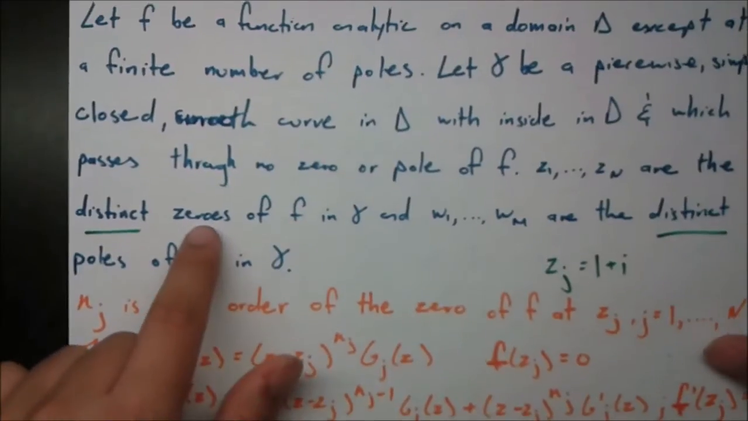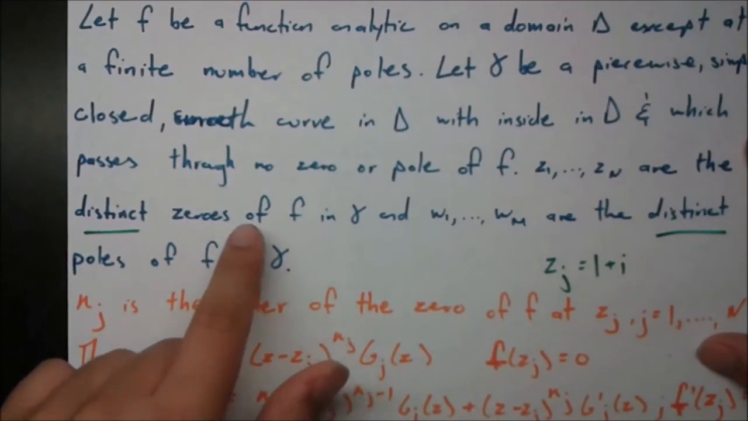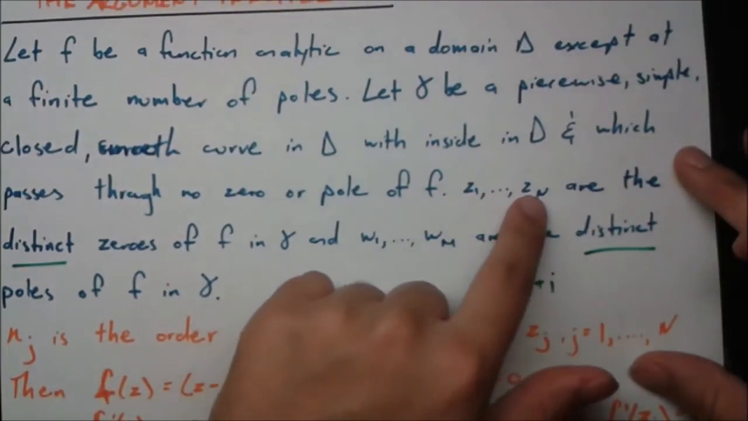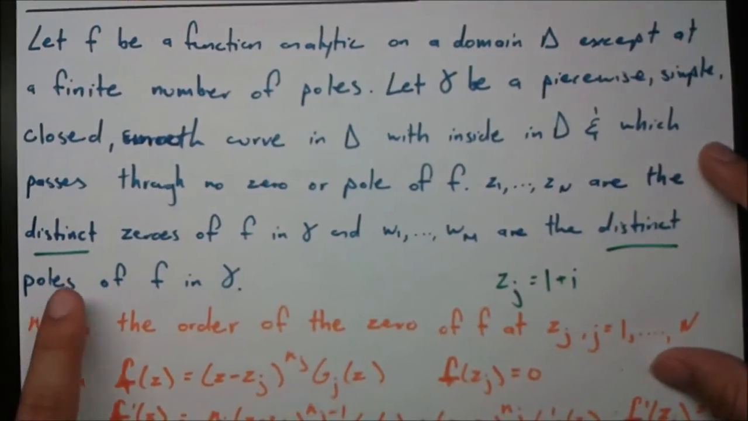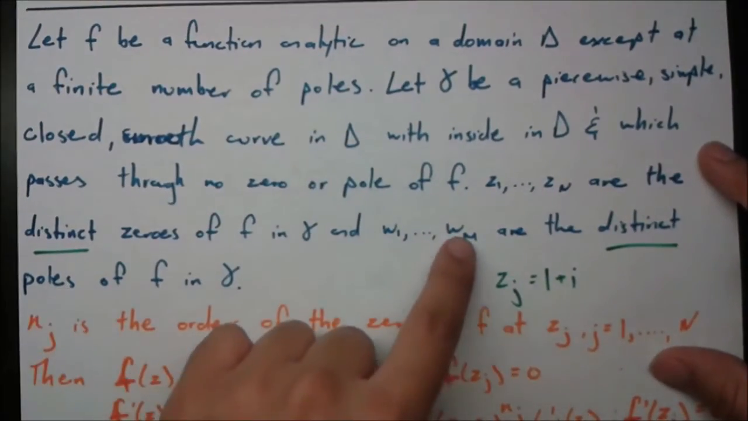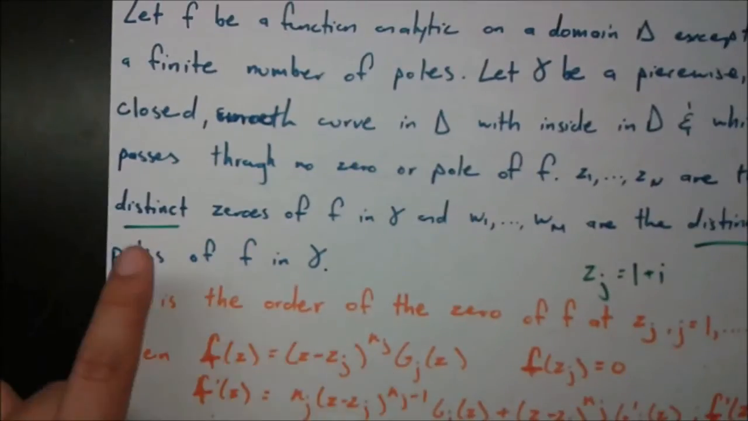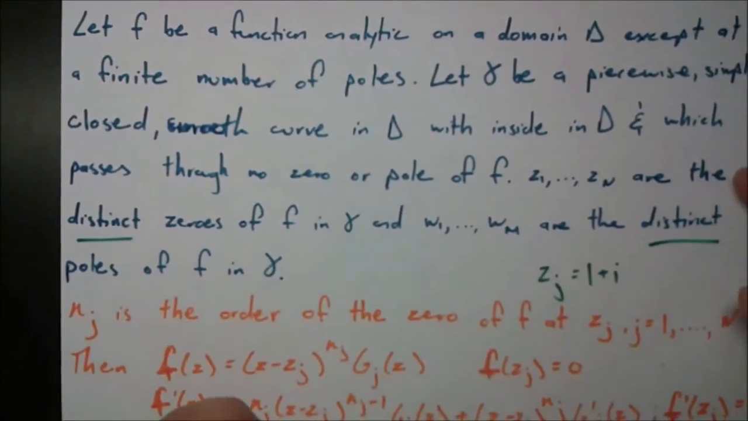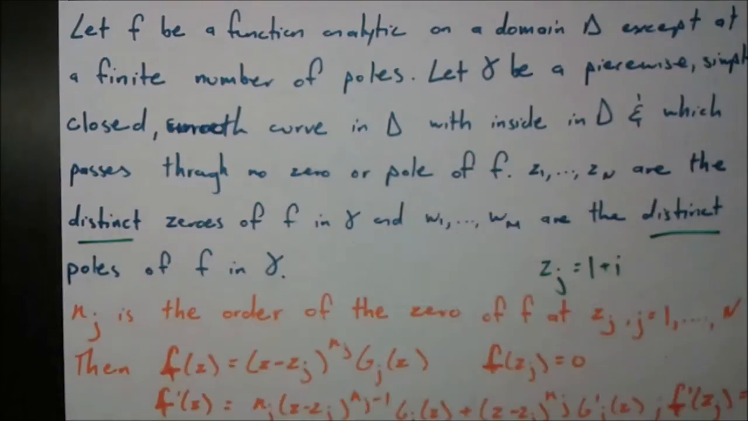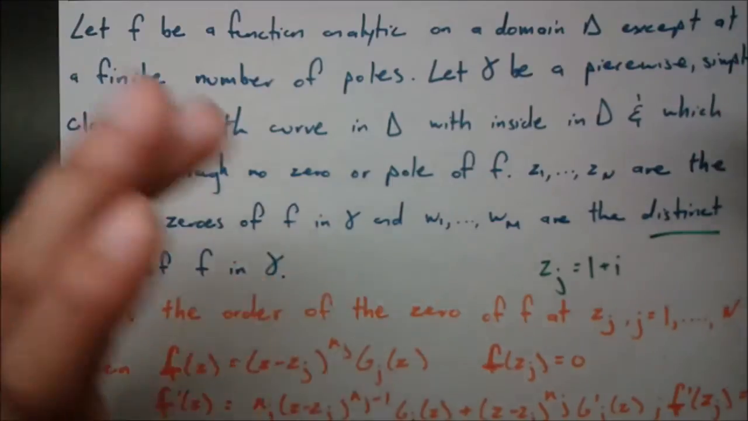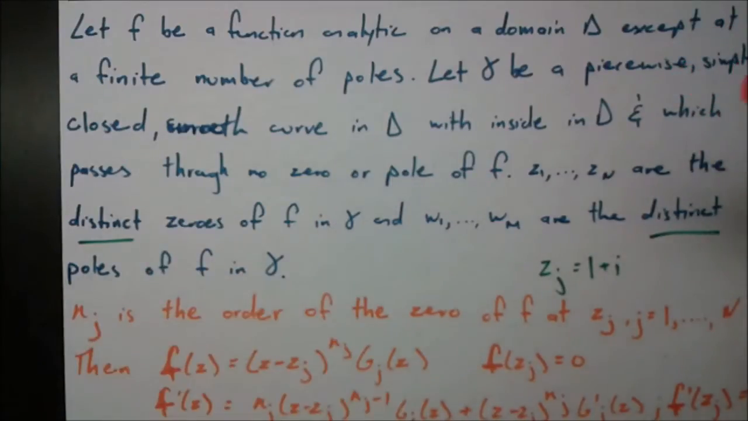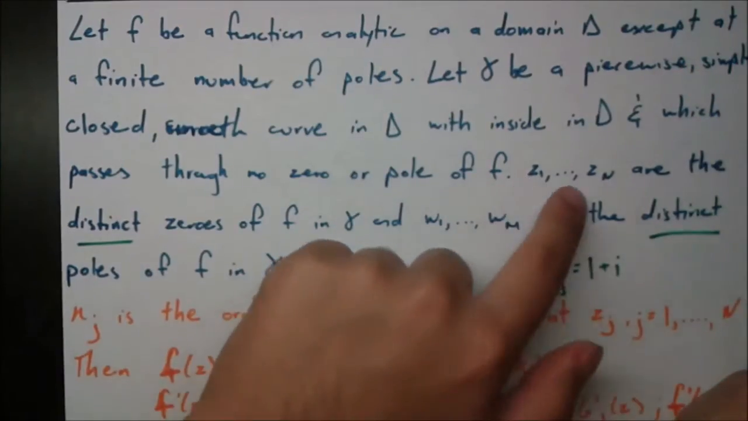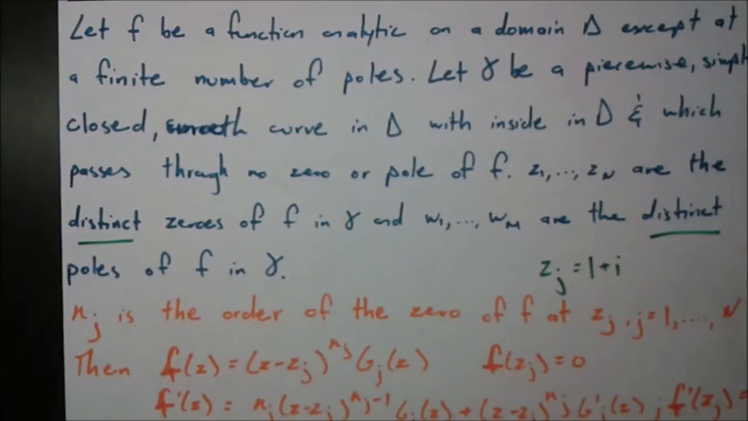We'll say that the distinct zeros of f are given by z sub 1 to z sub n, and the distinct poles of f are given by w sub 1 to w sub m. The key word here I've underlined is distinct. Distinct means that we're just covering each of the poles that are different and each of the zeros that are different. So for example, if you have a zero of order 2, you're not going to count it twice here. We're just listing the distinct ones. We'll take order into account in just a second.